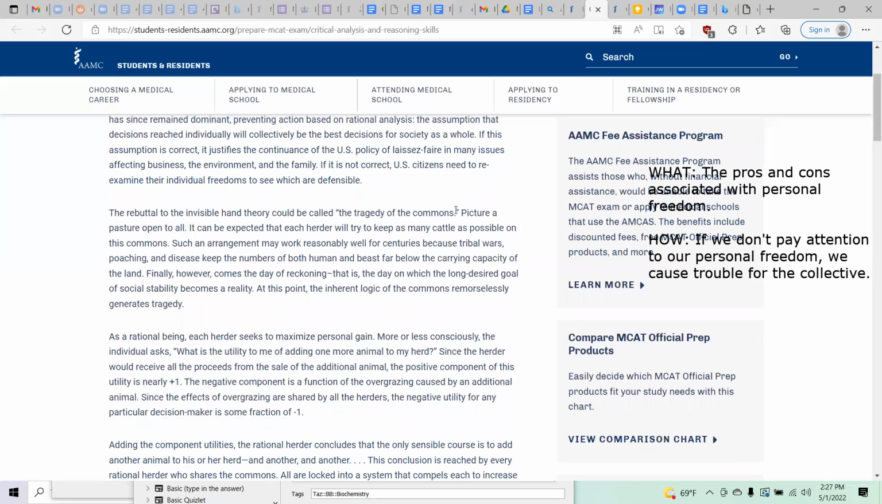Okay. The rebuttal to the invisible hand theory could be called the tragedy of the commons. Even though this is in parentheses, in quotes, I wouldn't highlight this still. Even though it's probably going to be important, again, I'm saving my highlights to be as high value as possible. Any highlight I see is a clue for me, right?